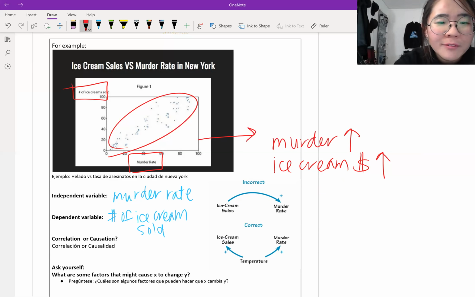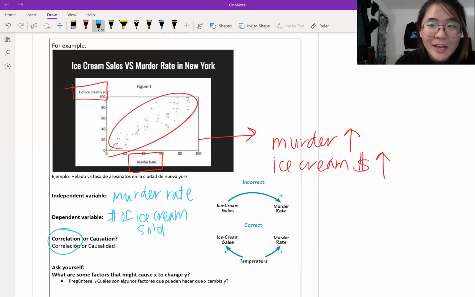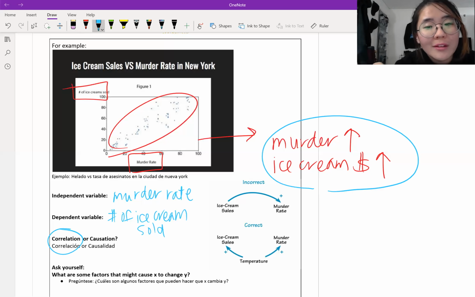So independent variable is our murder rate. Our dependent variable is the number of ice cream sold. Now our question is, is it correlation or causation? I already kind of gave away the answer. In this case, our answer is correlation, right? We know that there's a relationship between these two, but we cannot say that ice cream actually is the sole cause to this increase of murder, okay?